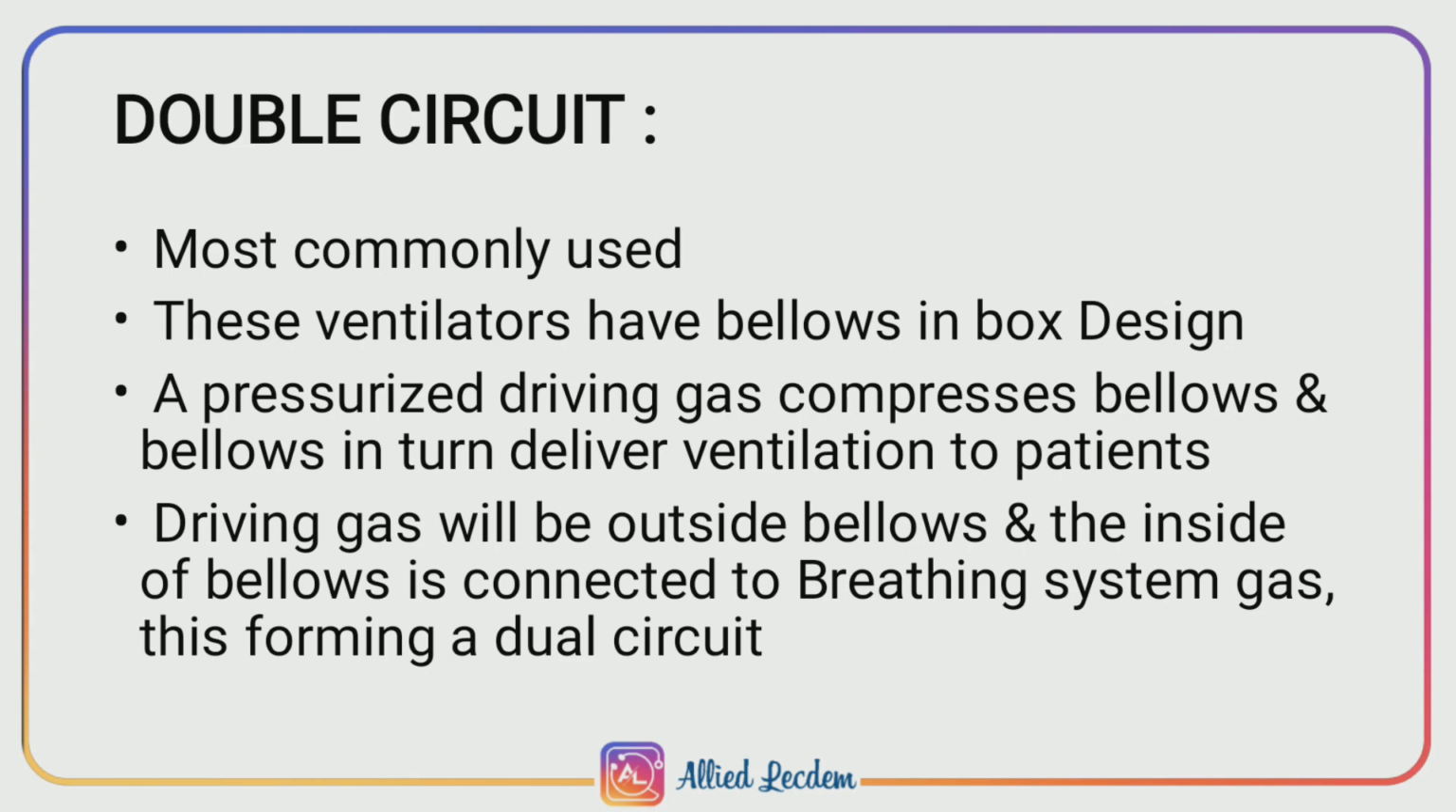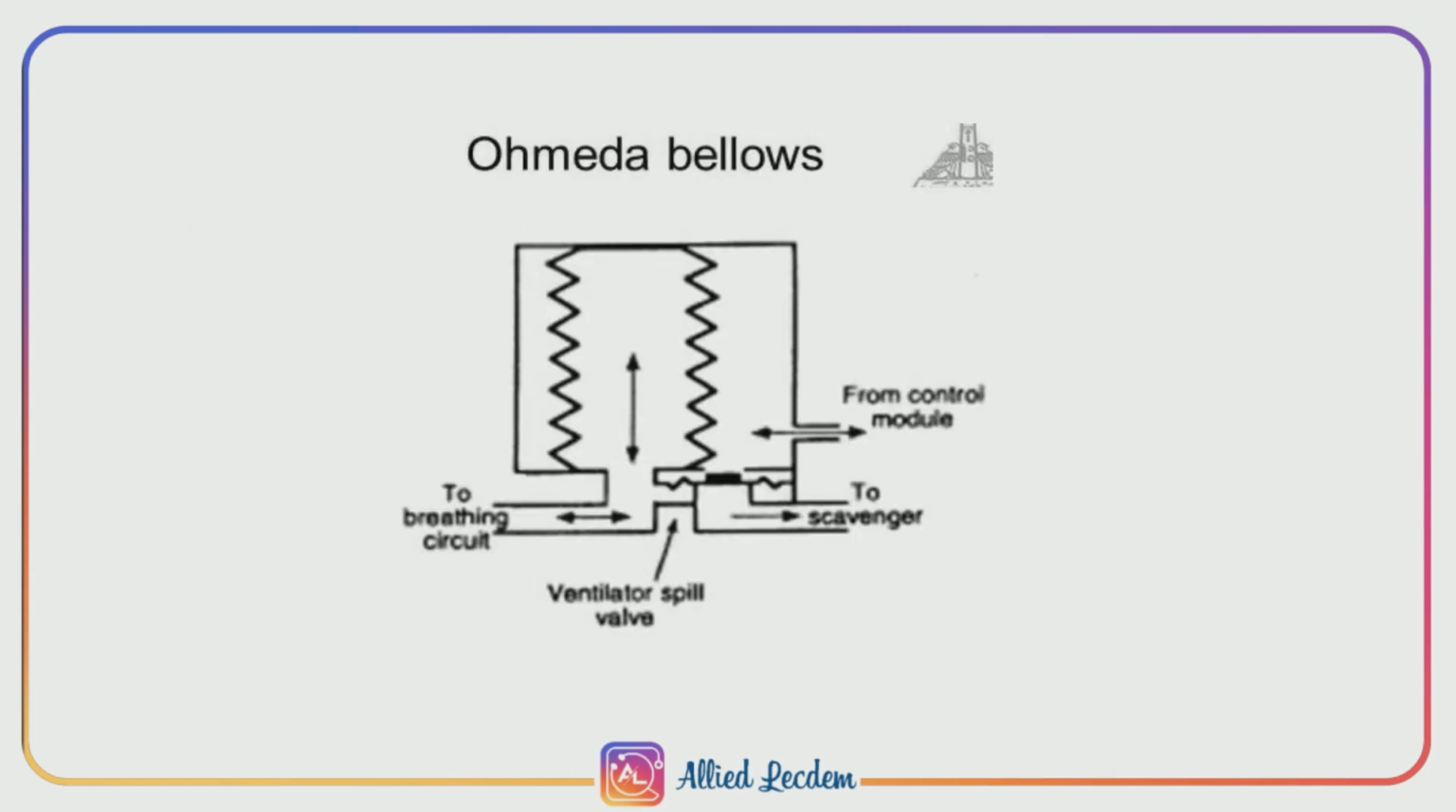In this circuit, the bellows will be present in a canister or a box-like structure. This is the bellows. The air will circulate in and out of the bellows through the breathing circuit. We have a ventilator spill valve, also known as the exhaust valve, and the excess gases which are present in the system will be sent into the scavenging system.